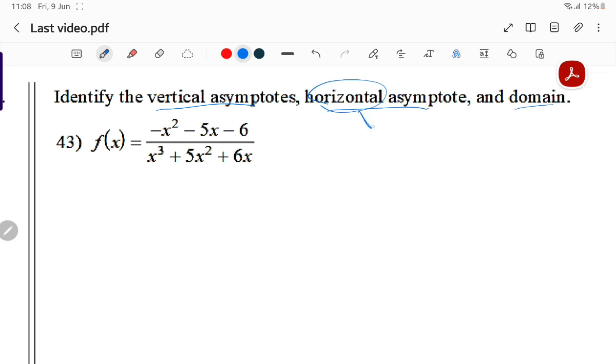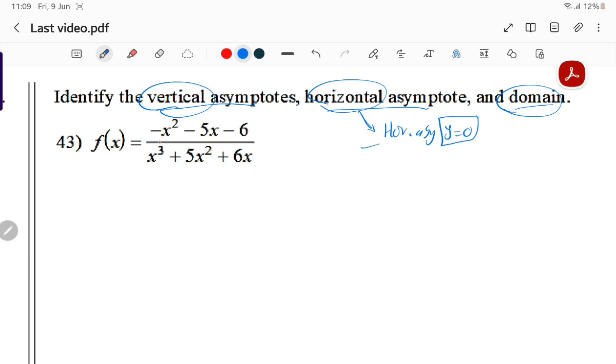Horizontal asymptote is easy. If the power up is greater than the power down, we say none. If it's like our case here, the denominator has the bigger power, we say the horizontal asymptote is y equals 0. This is the first one. The second one, to find the vertical asymptote and the domain, you need to factorize.